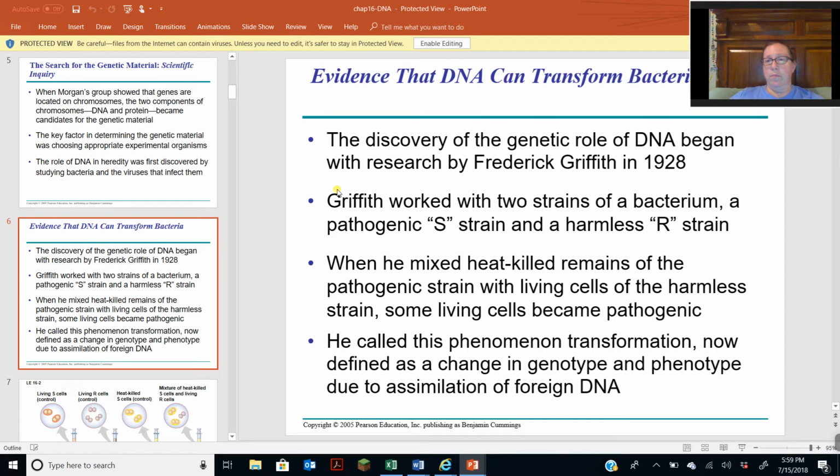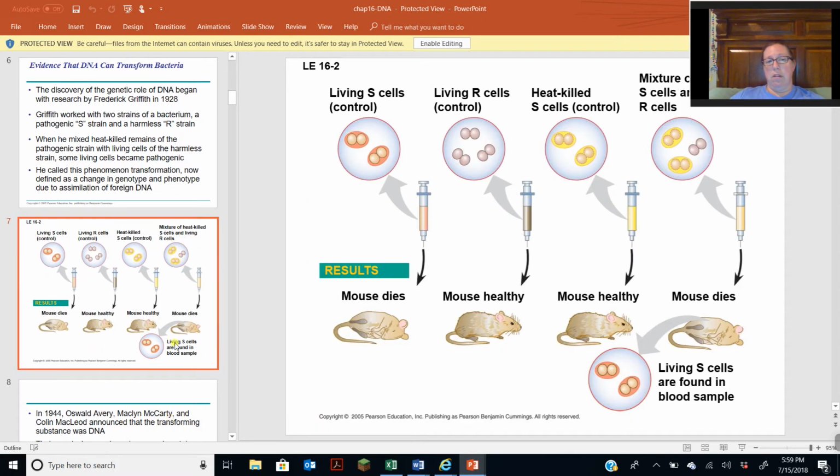So the search for DNA begins with Griffith. Griffith is around in 1928, and he works with two bacteria. One of them, a pneumonia-causing strain, is going to kill the mouse. Pathogenic means kill or make sick. Then there was another strain that wouldn't harm the mouse. His experiment is pretty much summed up right here. I like this slide a lot. So this is Griffith's work.